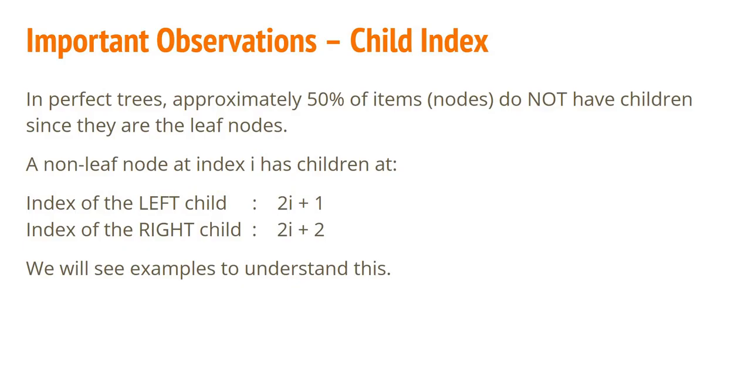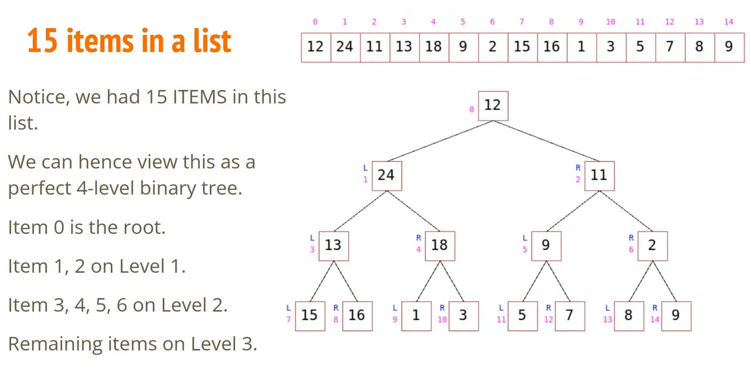Remember, perfect trees are those where all the levels are completely occupied. Clearly, approximately 50% of nodes do not have children because they are the leaf nodes, right? So for example, if you look at this, nearly 50%, so 8 nodes, do not have any children, and these are the leaf nodes. Remember that these are those nodes which are also residing at the very end of the list, because we have filled the list top to bottom, left to right. So these nodes after a certain index are the leaf nodes.